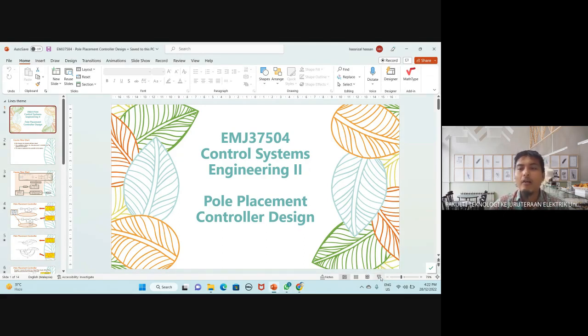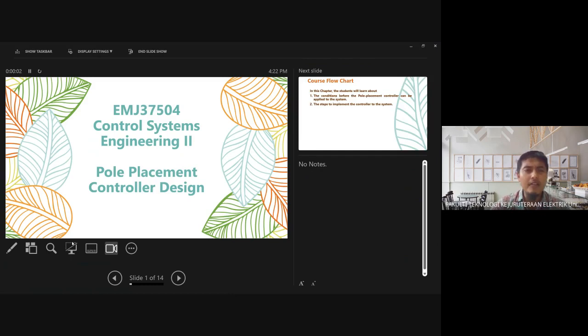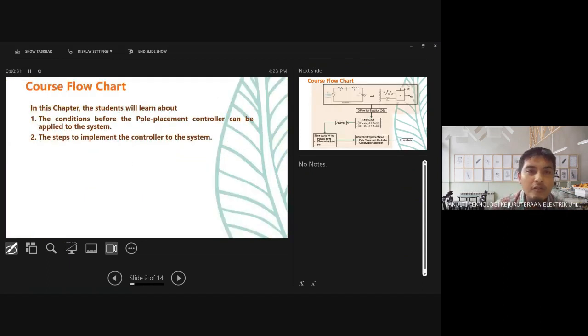The reason I explained the previous slide is that it is really important in order for you to do the pole placement control design. Without the previous knowledge, you cannot do it. So you need to learn how to convert from state space to transfer function in order to do this control design. In this chapter, the student will learn about the conditions before the pole placement controller can be applied to the system.